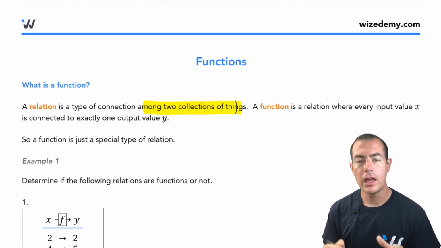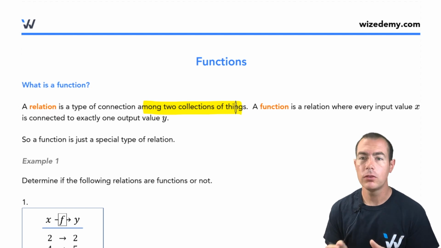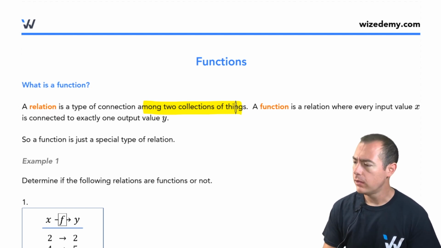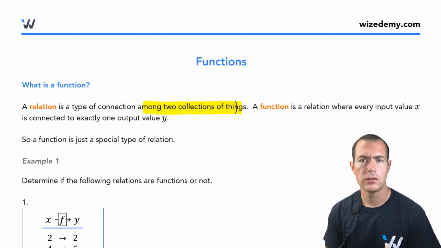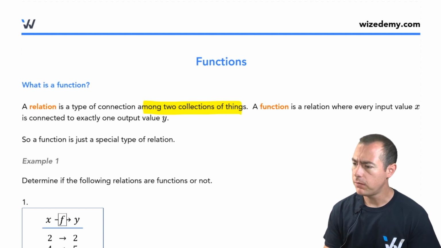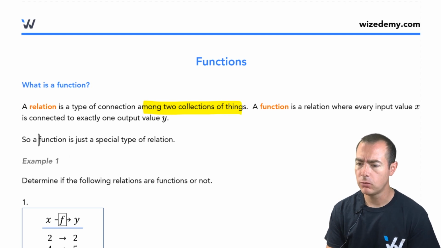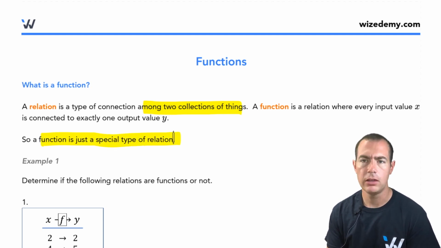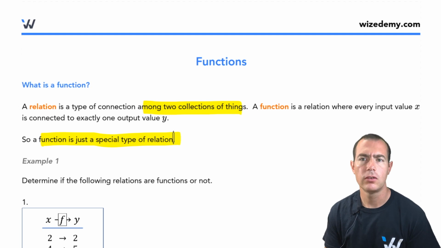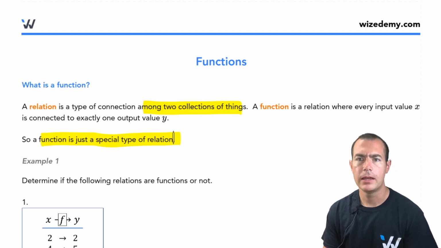Now, a function is actually a very special type of relation, so it also tells us how things are connected. The key difference for a function versus just a generic relation is that in a function, we look at the inputs and outputs, and every input is connected to exactly one output. So in this case, it's a little bit more restrictive. But definitely keep in mind that a function is really just a special type of relation with some restrictions on what the inputs can actually be connected to.